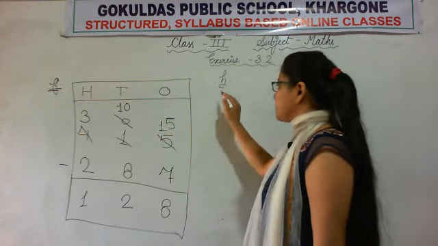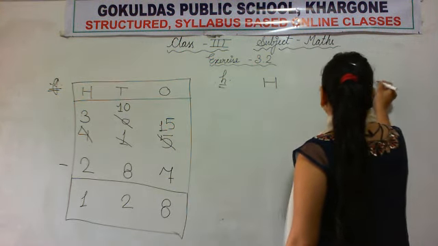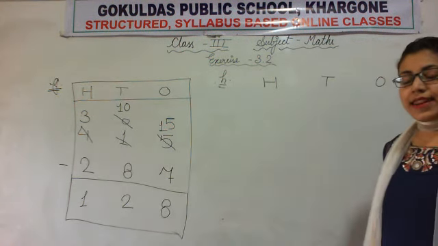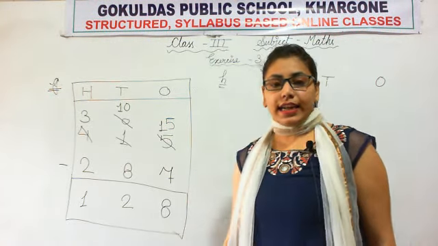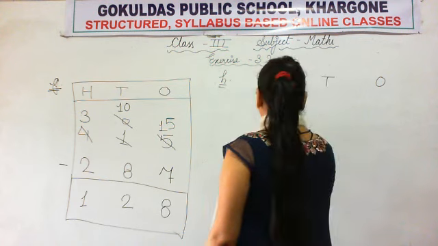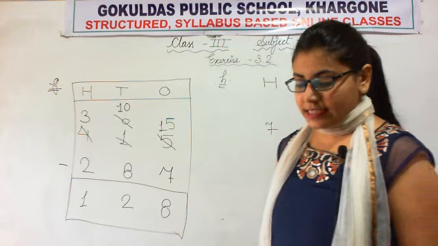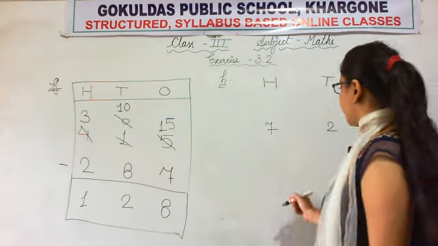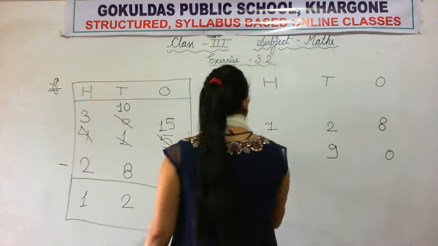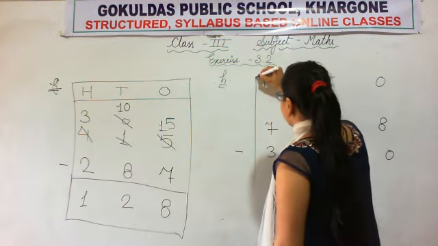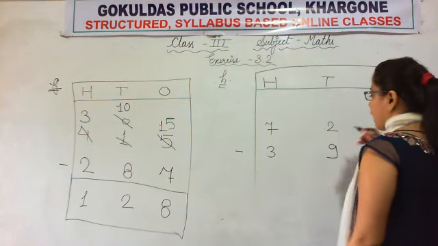Again 3-digit numbers are there, so we will write 3 places: hundreds, tens and ones. Now our minuend is 728, so first of all we will write 728. Now our subtrahend is 390, so we will write 390. Since we are doing subtraction, we'll put the minus symbol. Now we'll make a table with the help of a scale or ruler.